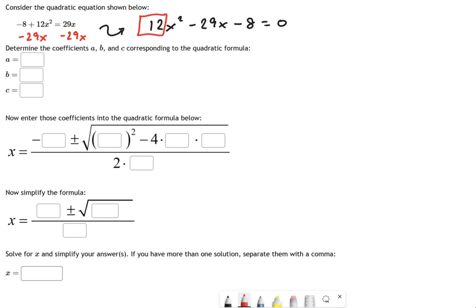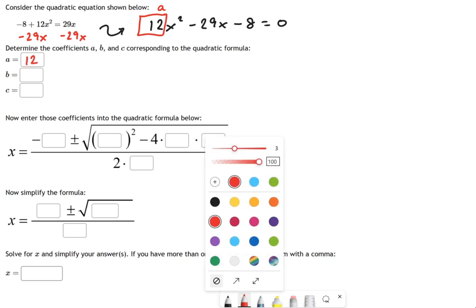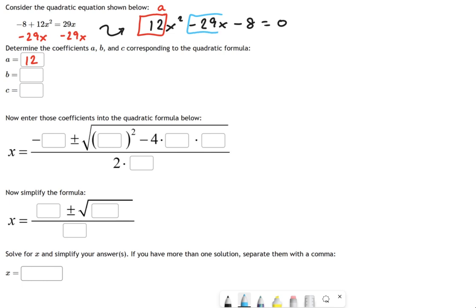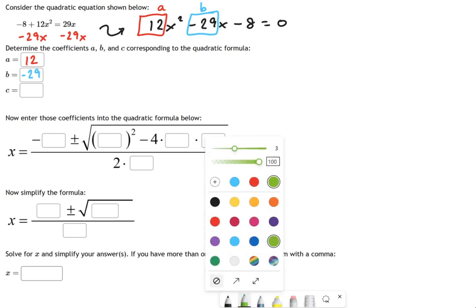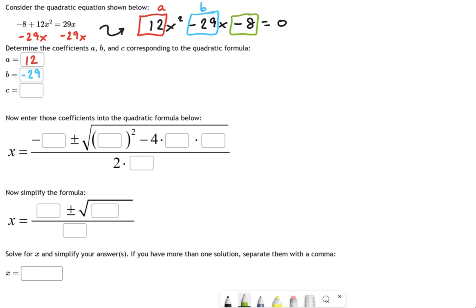Next, I figure out my A, B, and C. So this right here is A. That's going to be 12. And my B, let's just put that in blue. That's this term right here, or I should be a little more specific. It is the coefficient in front of the x. Okay, that's my B term, which is going to be negative 29. And my C term is always the constant at the end that has no variable. Okay, so if these numbers are out of order, you could get a little mixed up as to what A, B, and C are. You have to make sure it's in standard form.